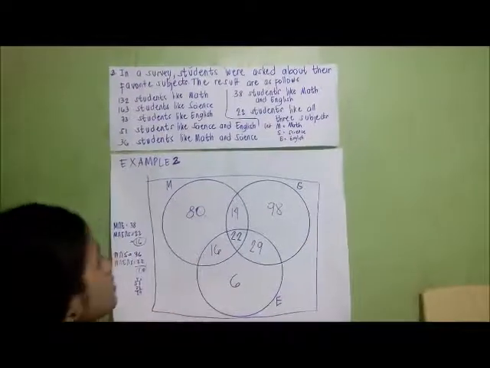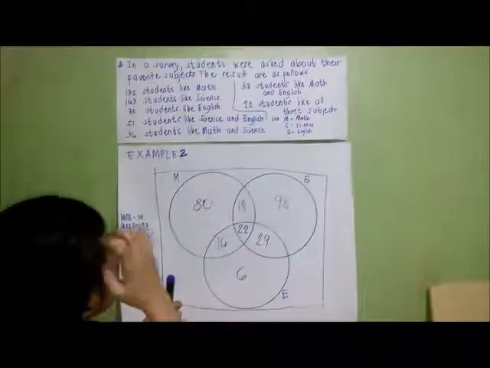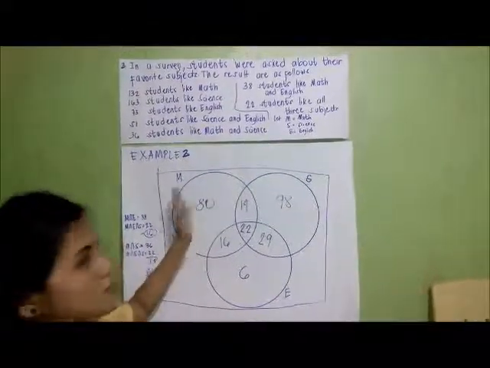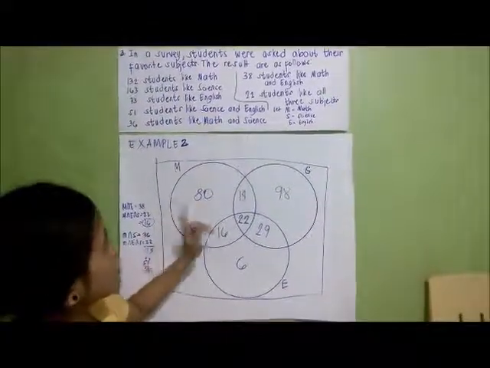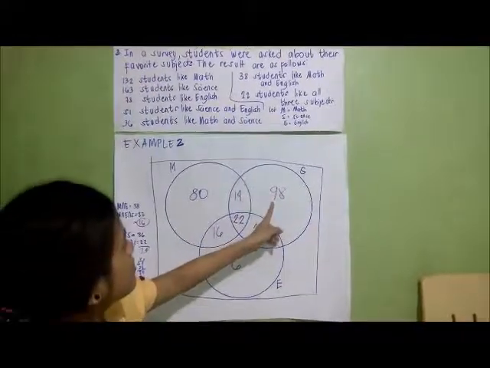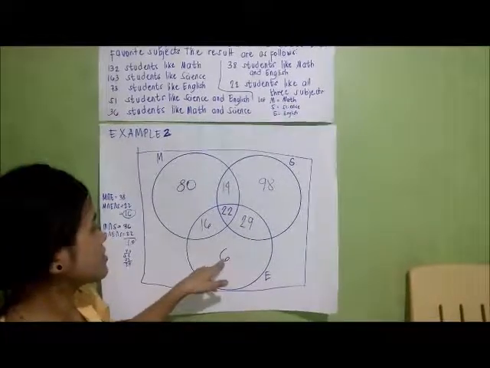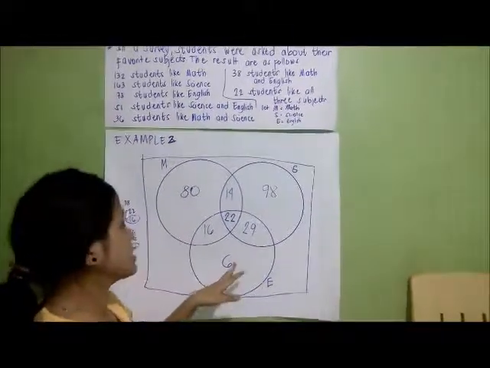Therefore, the number of students who like math is equal to 80, those who like science, 98 students, and students who like English, 6 students.